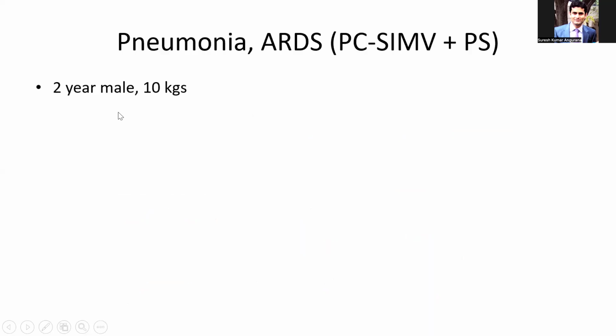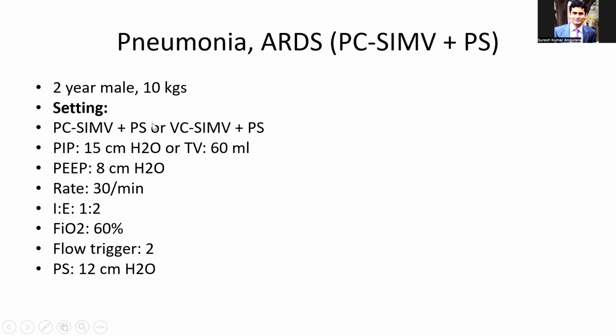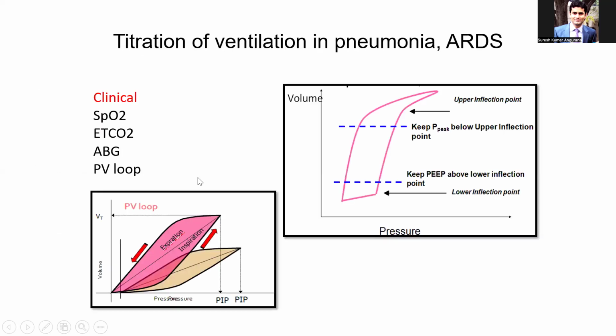So let's take the example of a 2-year male child, 10 kgs, with ARDS. We are using PC-SIMV with PS. PIP is 15. It is delivering a tidal volume of 60, which is 6 ml per kg. PEEP set is 8 because we know that this is a low compliance lung which may need higher PEEP. Rate is 30 per minute. I:E ratio is 1:2. FiO2, we are starting with 60%, but we know that we have to decrease it as soon as possible. Trigger is 2, and pressure support of 12 for the spontaneous breaths. So this is a ventilatory setting for pneumonia and ARDS.